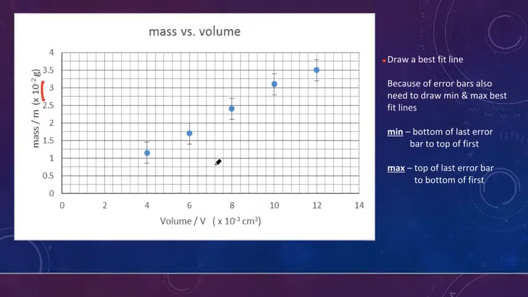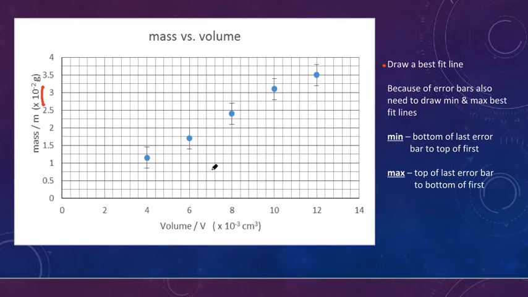Now, to draw my minimum best fit, that's going to be the one that has the least amount of slope. Excuse me, this will be the greatest slope. It's going to be the bottom of that error bar connected with the top of that error bar. And then our maximum is going to be, let me use a different color here, that point right there connected with that point. So go ahead, pause the video for a moment and draw that best fit.